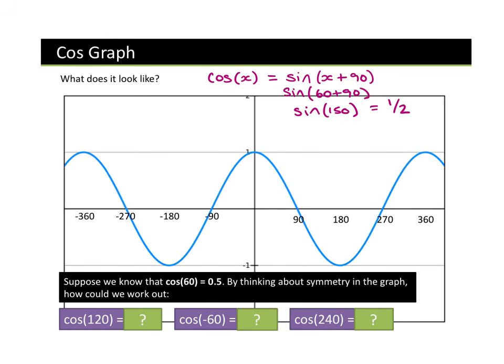Okay, they have a very direct relationship. It's really beautiful. So we know that sine of 150 is a half, which is the same as cos of 60. So cos of 60 is about here. This is 60 degrees.